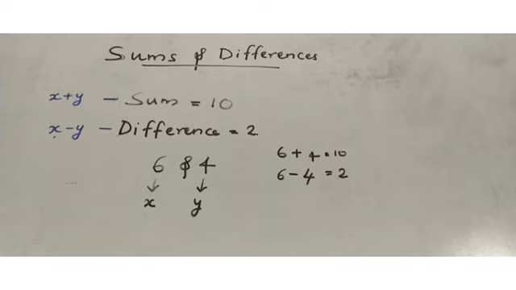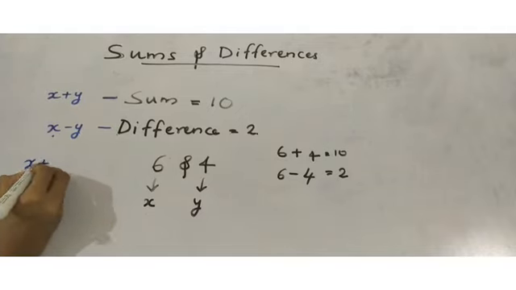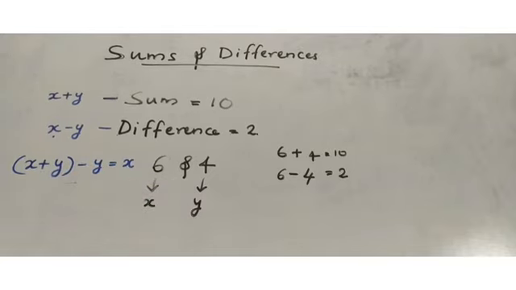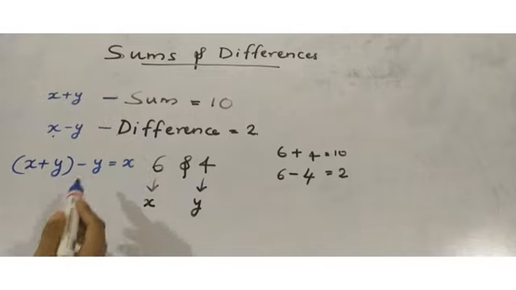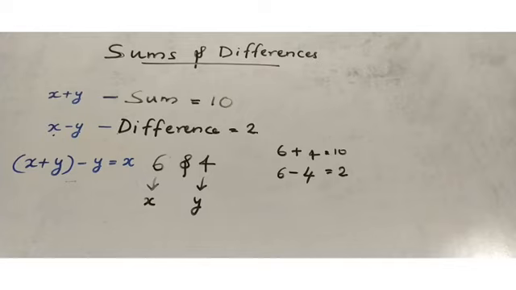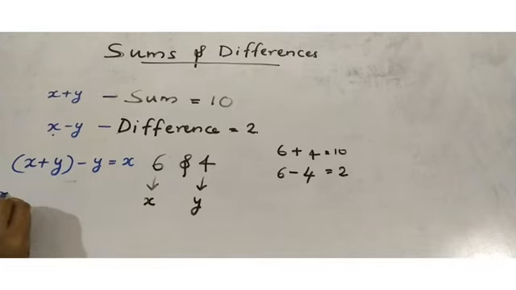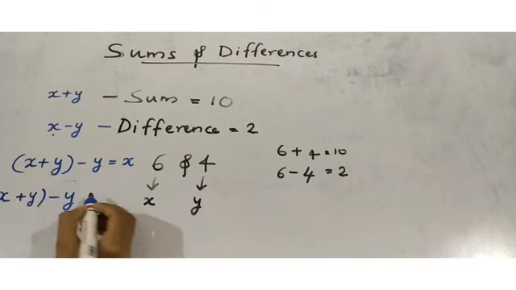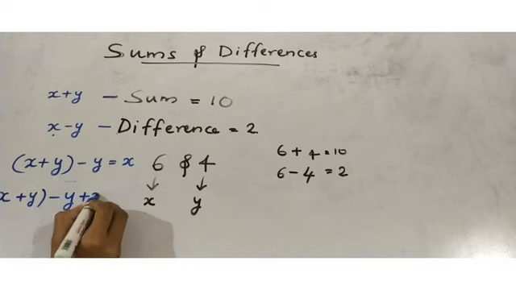To find x from x plus y, we need only subtract y. What does that mean? x plus y minus y, we will get x. Right? But we don't know y. So we are going to add x again. That means x plus y minus y, and I'm going to add x to it.